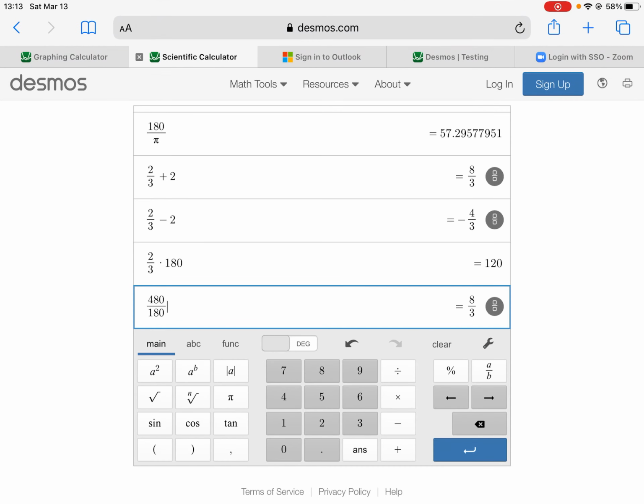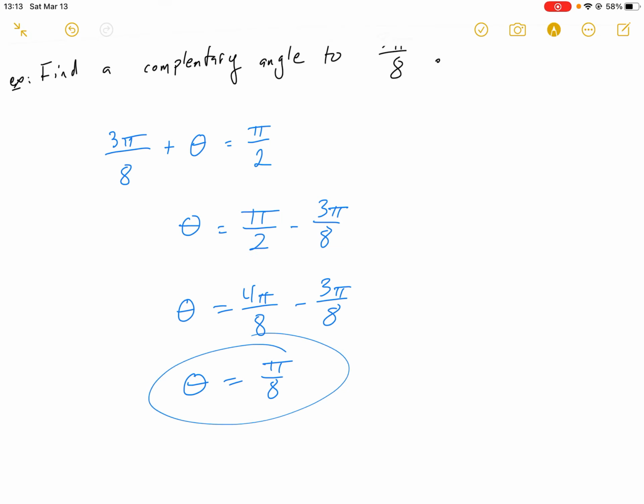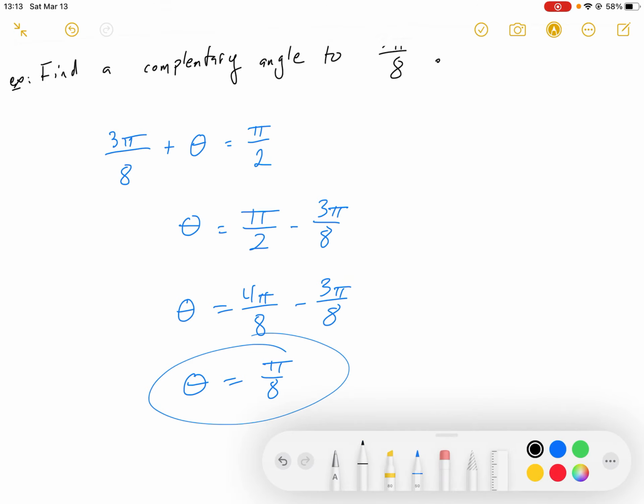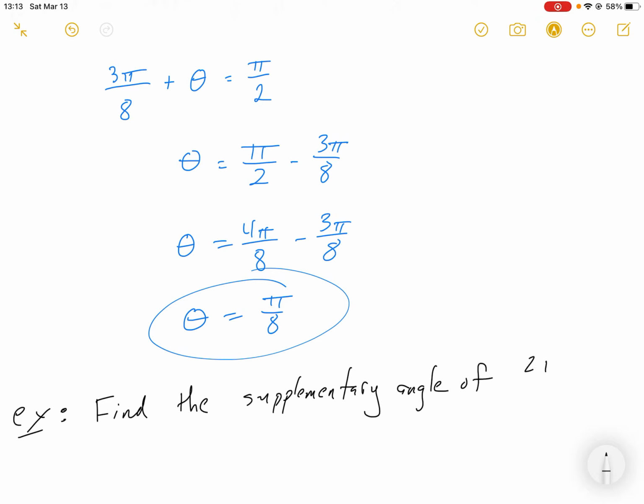Alternatively, you could say pi over 2 is just 1 over 2 minus 3 over 8, which would give you 1 over 8, which is pi over 8, which is exactly what we found. And then we could also do something with supplementary, so we could find the supplementary angle. Let's go with 2 pi over 5.